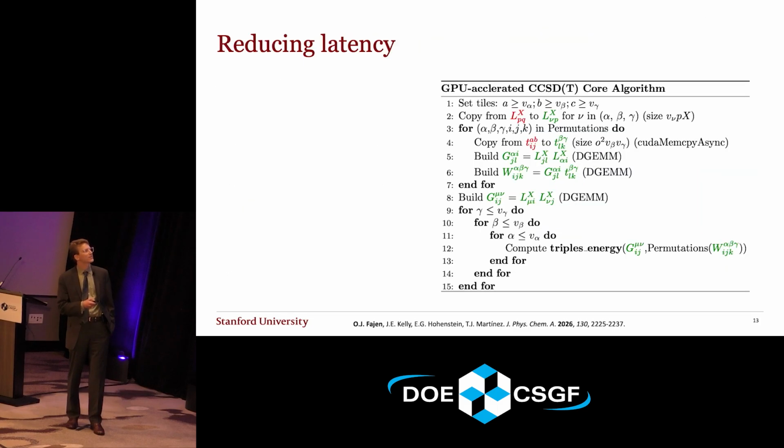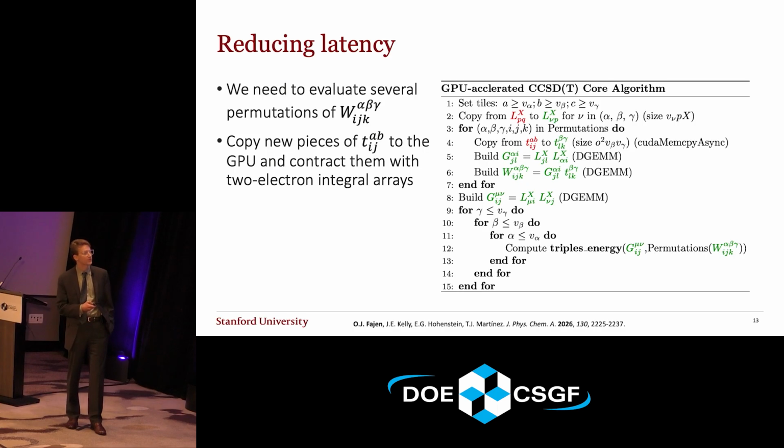Now, when we go to think about latency or maximizing saturation, we can go through this simplified version of the algorithm, where we start by setting up our tile sizes. We copy over some piece of the 2-electron integral tensor from the CPU to the GPU, and then this is the meat of the algorithm here. We need to evaluate a bunch of permutations of W. And in each of these permutation loops, we need to copy over a piece of the doubles amplitude tensor. And then we need to form this contraction of the 2-electron integral tensors. And in step 6, then we need to contract these two together.